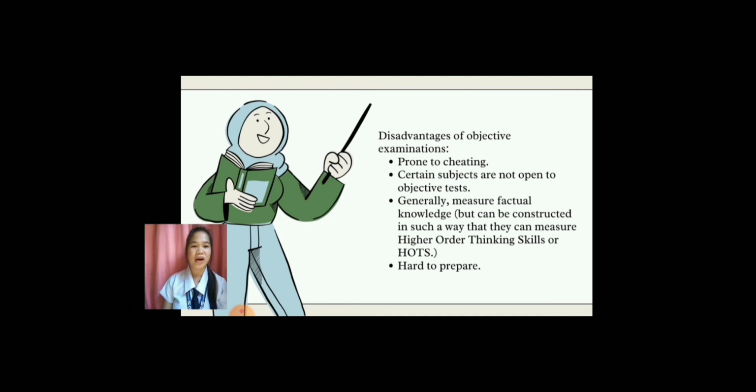The following are the disadvantages of objective examinations. Objective examinations are prone to cheating. Certain subjects are not open to objective tests. They generally measure factual knowledge but can be constructed in such a way that they can measure higher order thinking skills or HOTS. And lastly, objective examinations are hard to prepare.